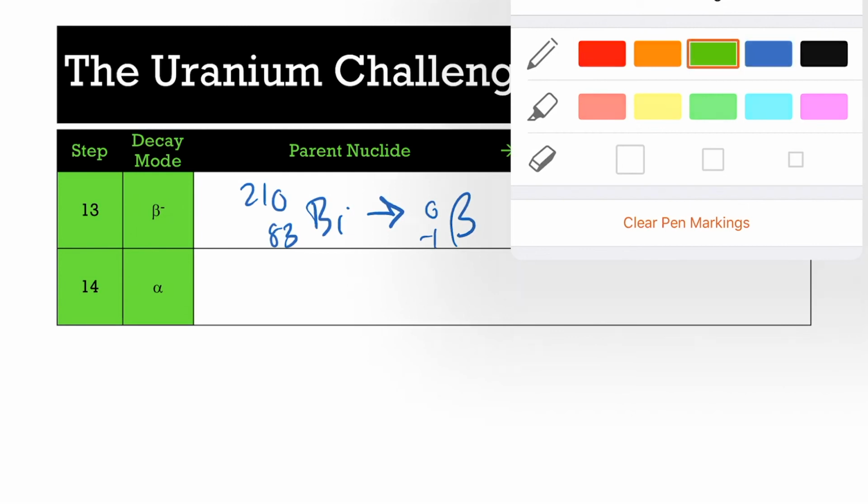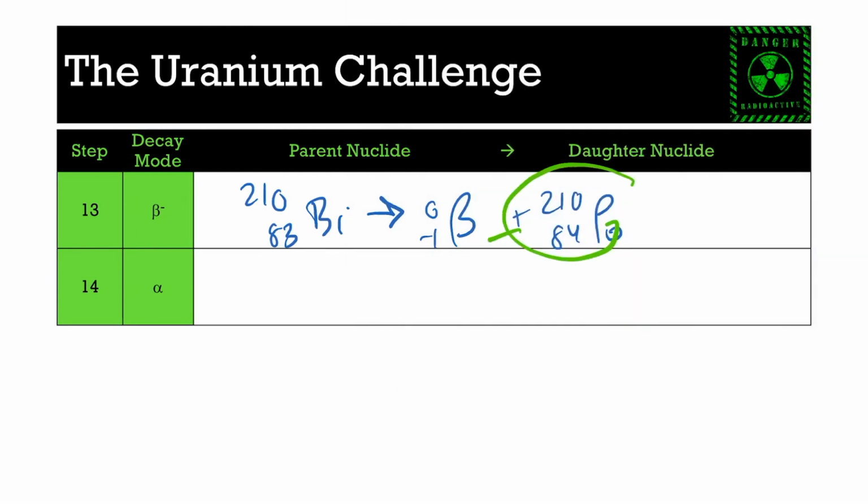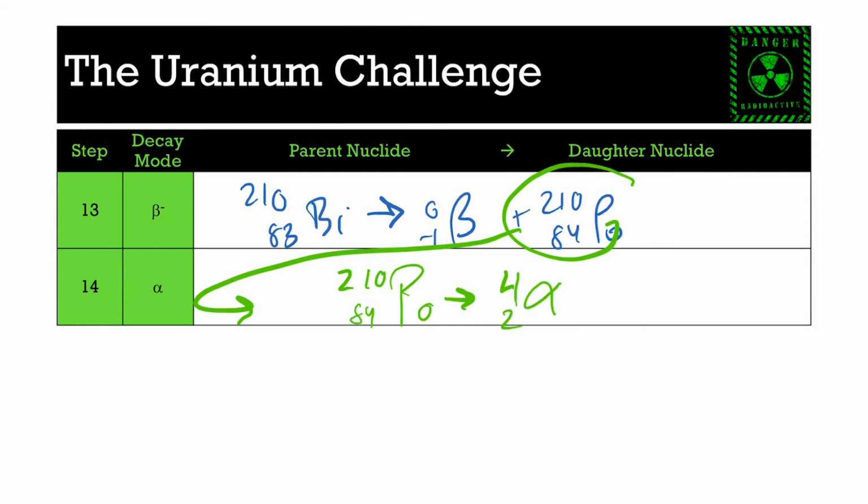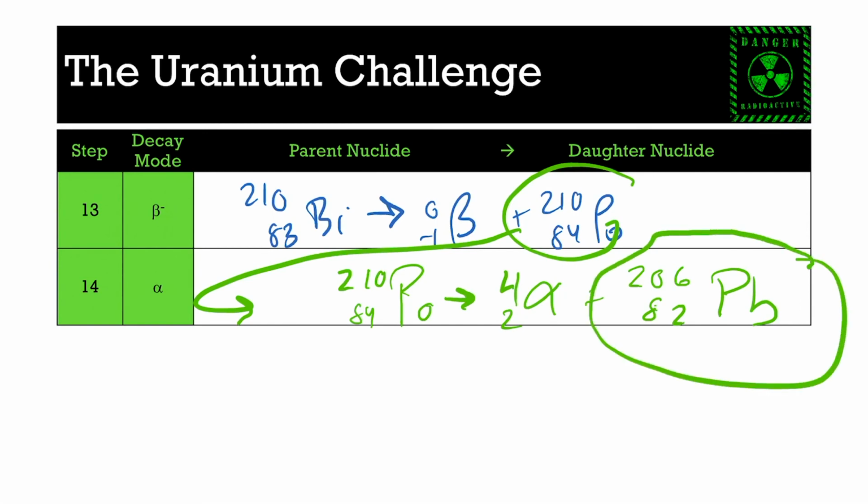Okay. Our last step of this. This is our final reactant. And it's going through alpha decay. And so we are left with 206 on top, 82 on the bottom, and that is lead.